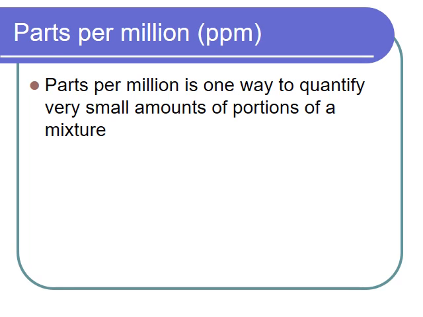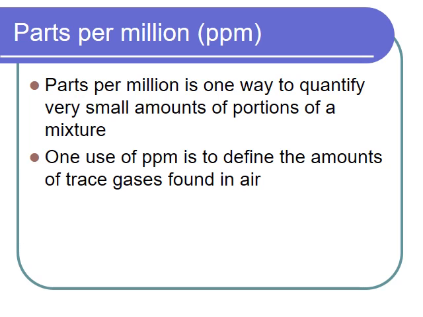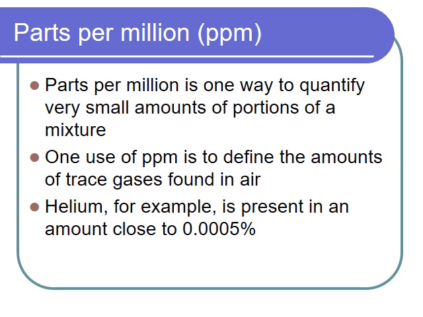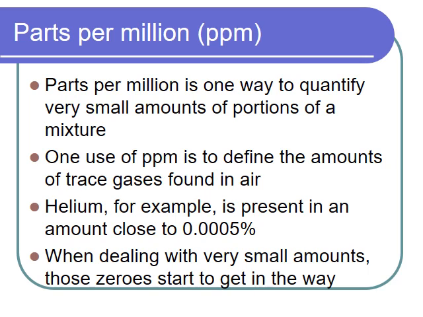So parts per million is one way to quantify very small amounts of solutes that you have in a solution, or small portions of a mixture. One use of parts per million is to define the amounts of trace gases that are found in the air. Helium is present in an amount of about 0.0005%. All of those zeros become very cumbersome. They get in the way when you're dealing with these very small values. So parts per million is a way to express these in a much simpler manner.